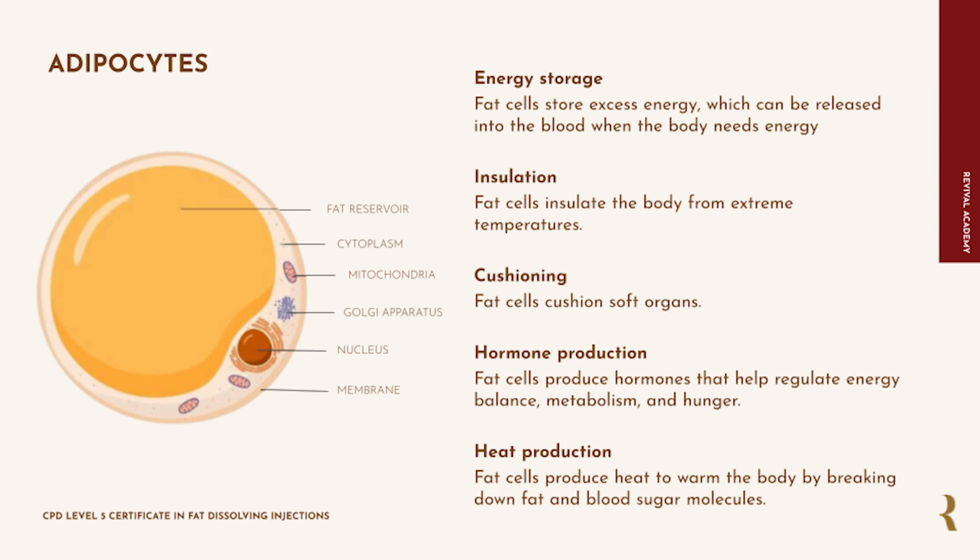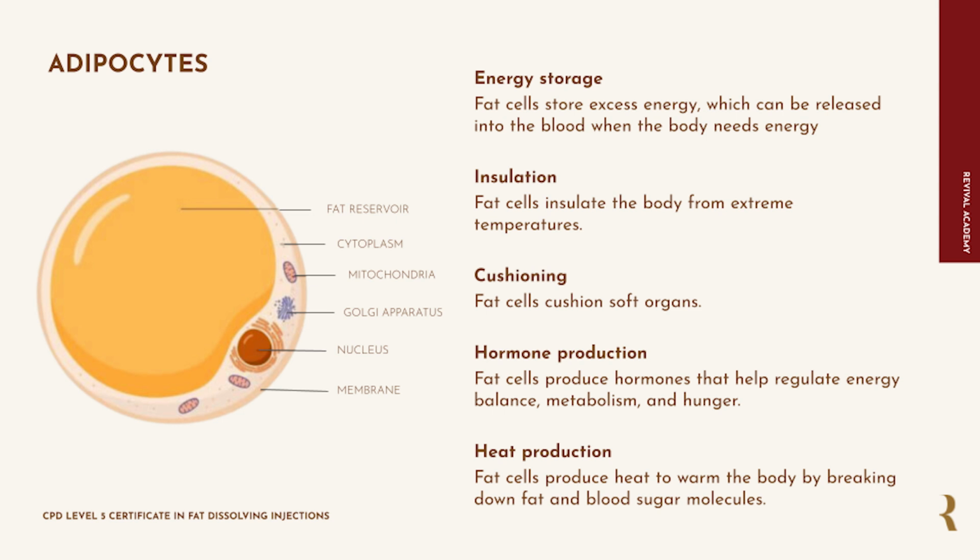Now, these are some of the functions of the fat cells in general. When it comes to the actual cell and what it's made out of, you can see the major part of the cell is actually the fat reservoir. This is where you naturally store the fat within the cell. Then you have the cytoplasm, mitochondria, Golgi apparatus. These are all different organelles that make the cell function as a whole. And then you have the nucleus, which is basically the heart of the actual cell.